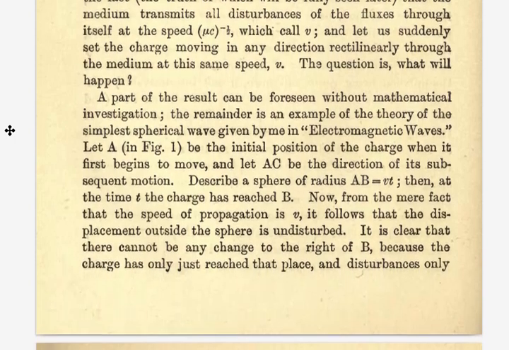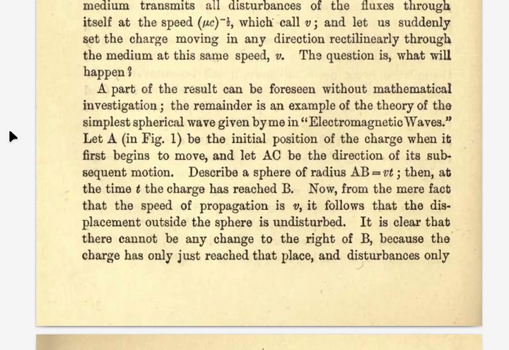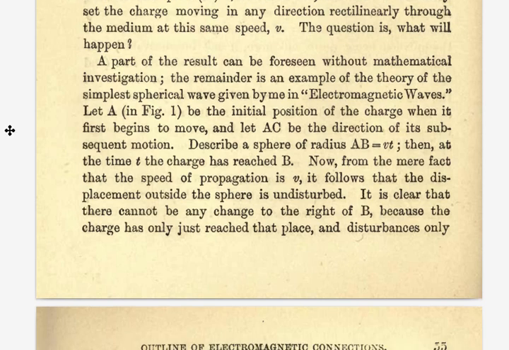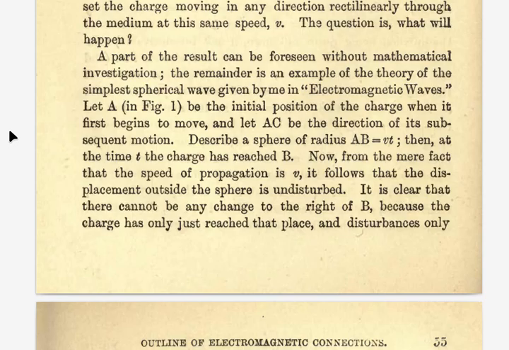A part of the result can be foreseen without mathematical investigation. The remainder is an example of the theory of the simplest spherical wave given by me in Electromagnetic Waves. Let A in Figure 1 be the initial position of the charge when it first begins to move, and let AC be the direction of its subsequent motion. Describe a sphere of radius AB equals vt. Then, at the time t the charge has reached B.